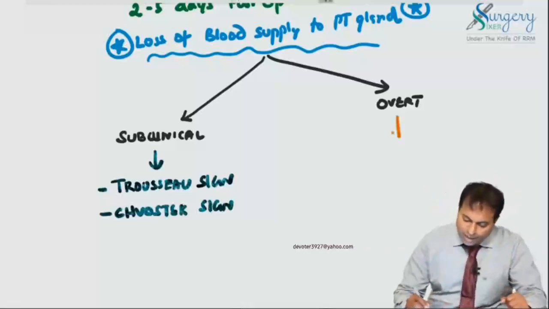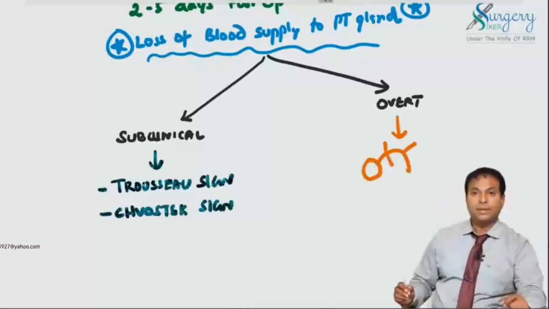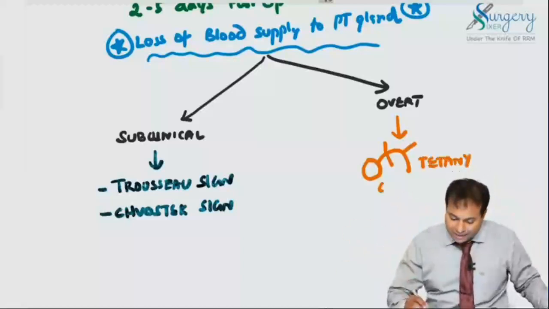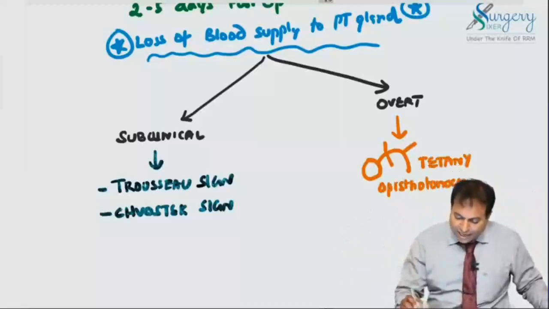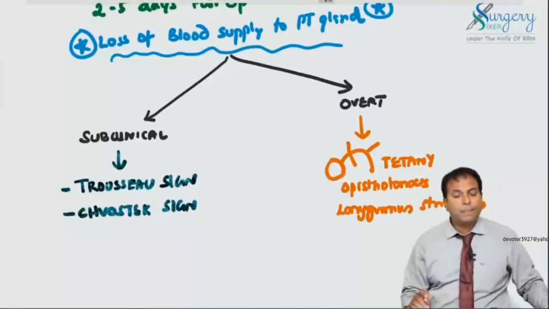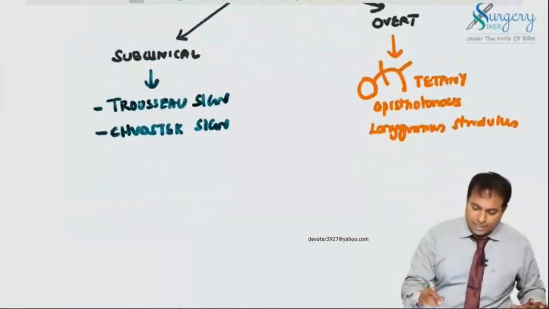When there is overt hypocalcemia, the patient will be lying like this. What is it? The patient will have tetany. By the time you go and see, he will be having severe spasm. He will be lying in an opisthotonus position. Tetany will be there. Laryngismus stridulus will be there. The patient will have difficulty in breathing. So there are 2 presentations of hypocalcemia: it can be subclinical or overt.